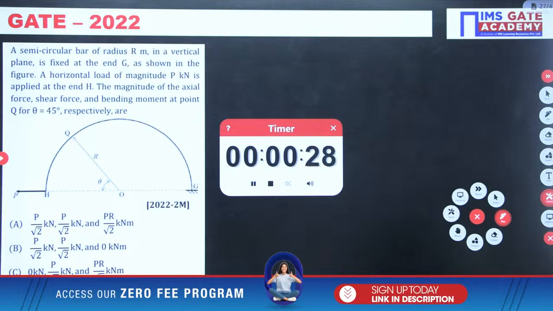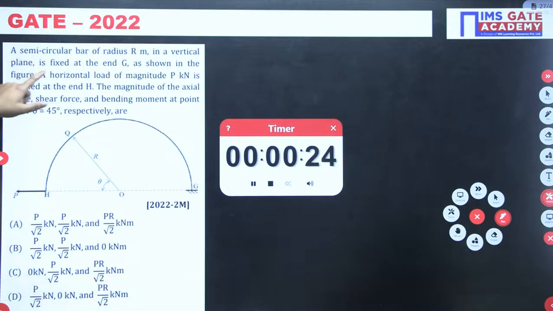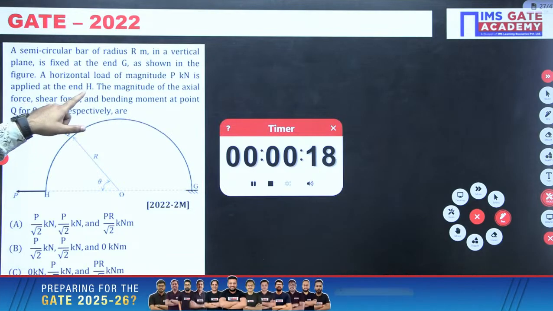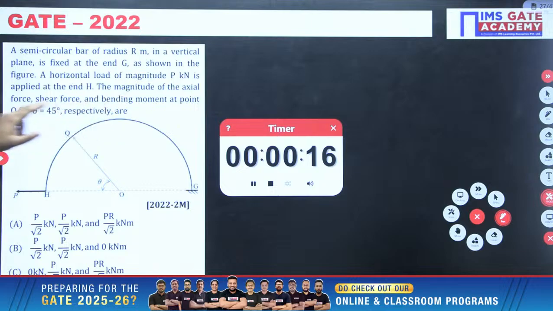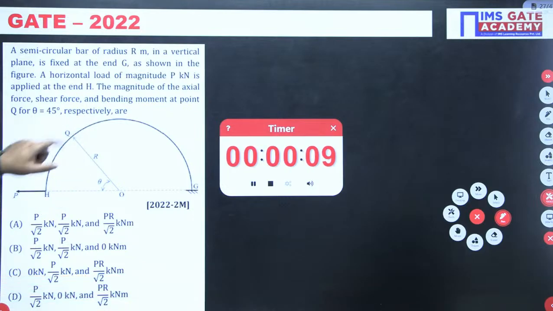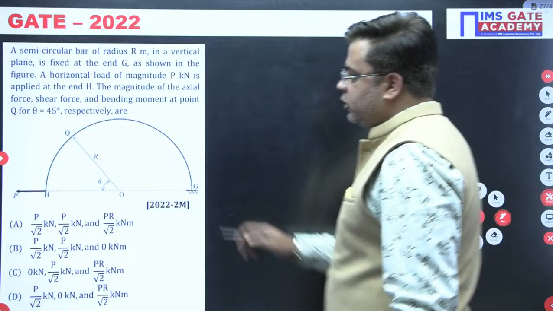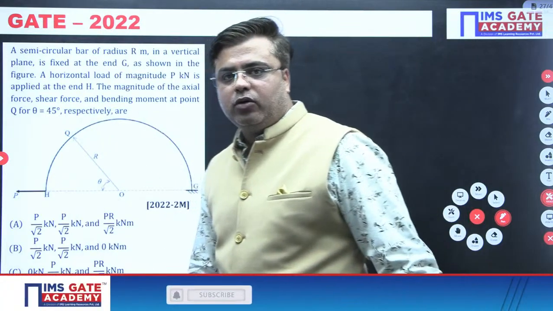So a semicircular bar of radius r meter in a vertical plane is fixed at end G as shown in the figure. A horizontal load of magnitude P kilonewton is applied at the end H here. The magnitude of the axial force, shear force and bending moment at a point Q, theta equals 45 degree, respectively are? So at this point Q, you need to find out the value of axial force, shear force and the bending moment.